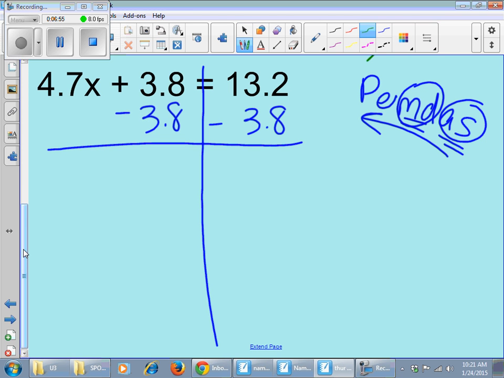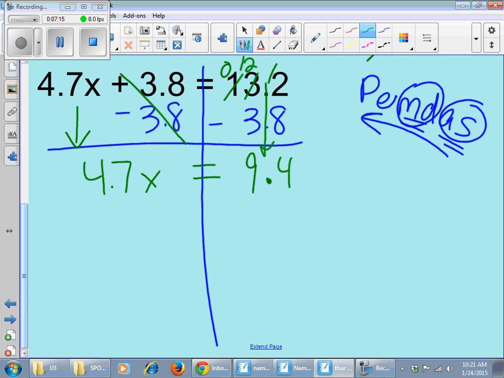2 minus 8 can't be done, so I have to borrow, and I know I'll have to borrow again. 12 minus 8 is 4. Decimal comes straight down. 12 minus 3 is 9. Here we go, 9.4. Equal sign stays in the same spot. Plus 3.8 minus 3.8 simply cancels. 4.7x comes down. That's what we still have left.